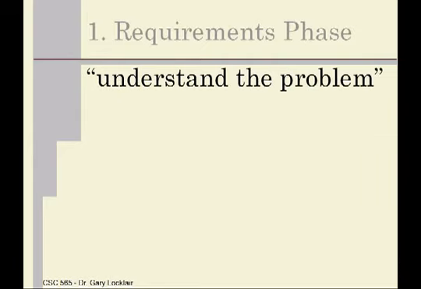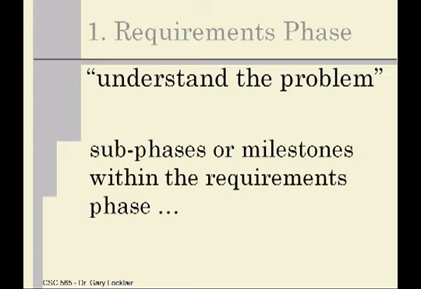Think of it this way. Everything that we do in the requirements phase is meant to answer this, focused around this statement. Understand the problem. Now, to help us, there are some subphases, or what we call milestones, within the requirements phase. So our process is going to have 5 major phases or steps: requirements, specifications, design, implementation, and maintenance. And within each of those, there will be subphases, sub-steps, and these are oftentimes referred to as milestones.